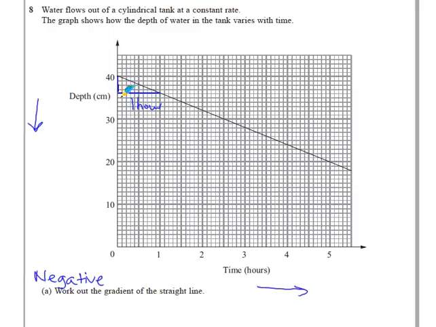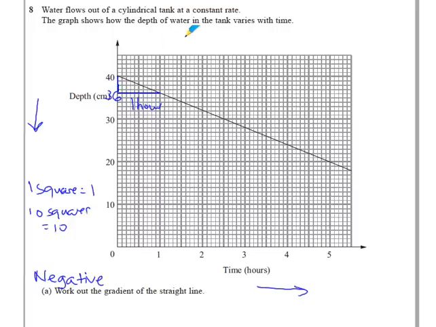I've got to work out what every 1 square is. So 10 squares here from 0 to 10. 10 squares equals 10. So 1 square equals 1. So let's count up here from 30. 1, 2, 3, 4, 5, 6. So that value there, where my 1 hour value comes across and cuts, is 36.